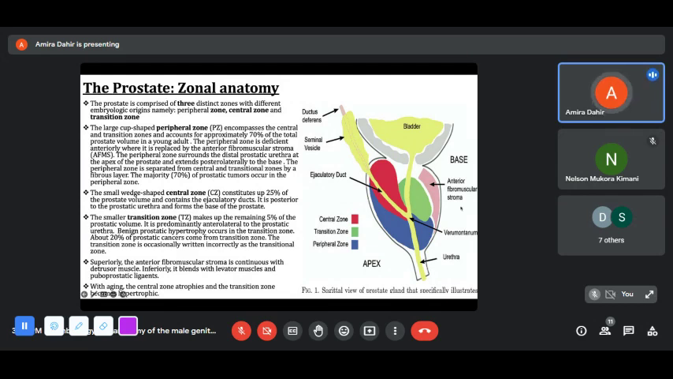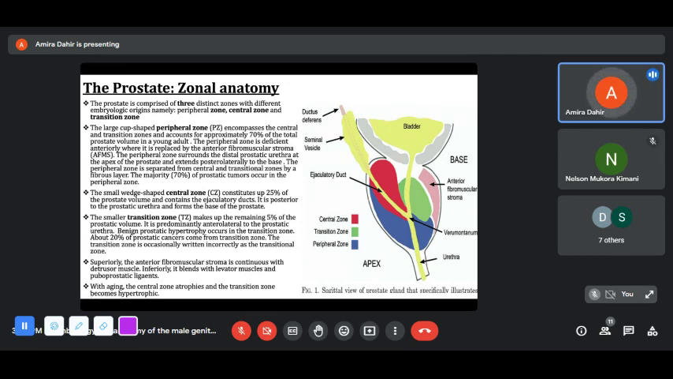So the large cup-shaped peripheral zone encompasses the central and transition zones and accounts for approximately 70% of the total prostatic volume in a young adult. The peripheral zone is deficient anteriorly, where it is replaced by the anterior fibromuscular stroma, and the peripheral zone surrounds the distal prostatic urethra at the apex of the prostate and extends posterolaterally to the base. Prostatic tumors occur within the peripheral zone.